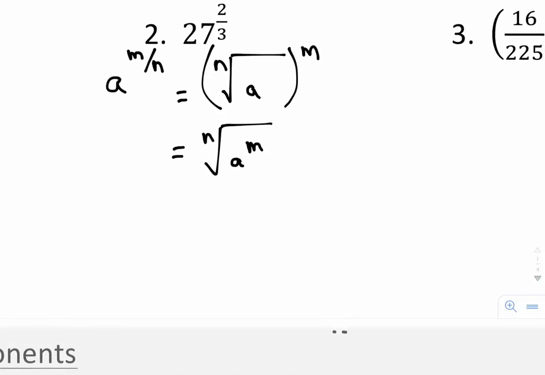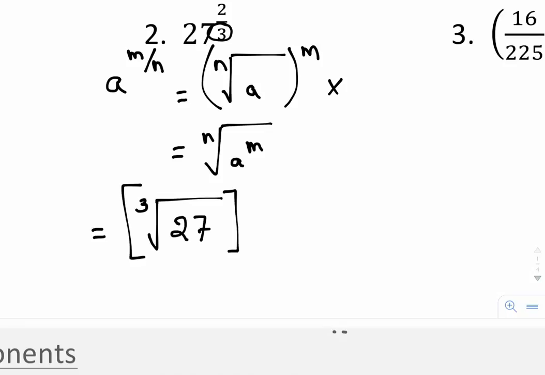I'm going to use the first one here to solve this question. So I'm going to rewrite it as the cube root, because that's a 3 in my denominator, the cube root of 27, and that's all raised to the exponent of 2. Well, the cube root of 27 is 3, and 3 squared is going to give me 9.